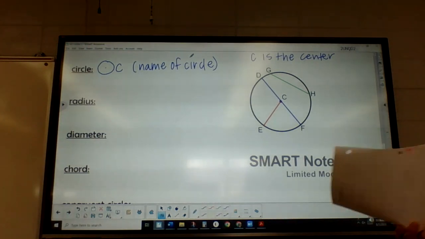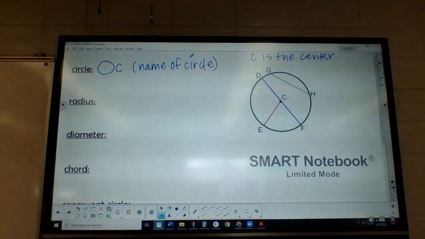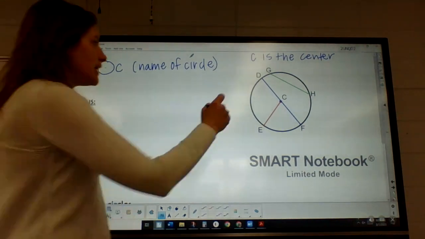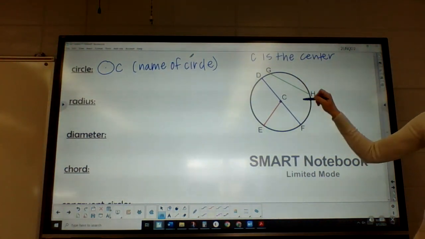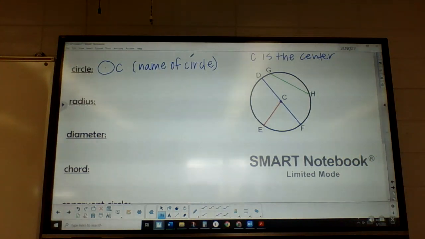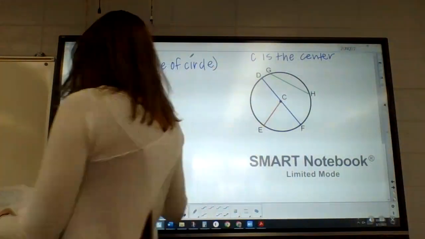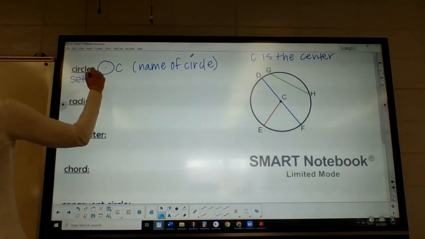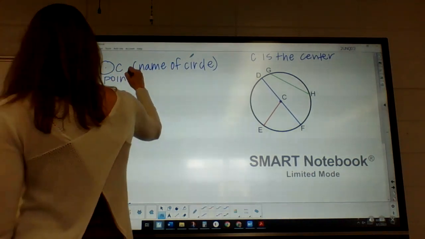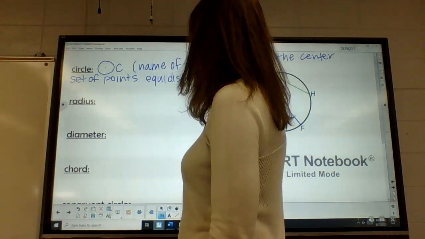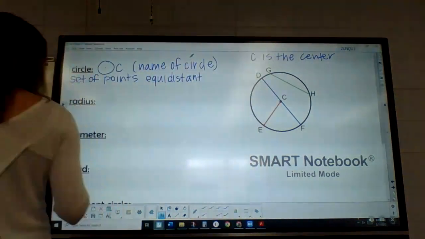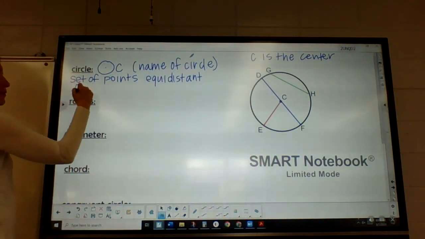So the definition of a circle is that the point C is the same distance to all the edges of the circle. If I went from the center to each of the edges, like the spokes on a bike tire, or the hands of a clock, that point in the middle should be the same distance from all the edges of the circle. That's the definition of a circle. We're going to use a fancy word here: the set of points equal distance from the center of the circle.